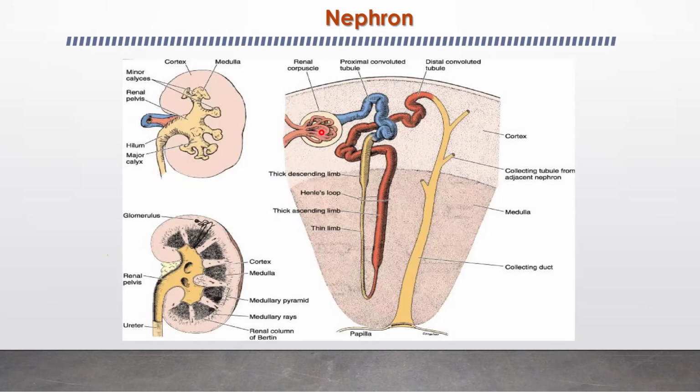The tuft of capillary is known as glomerulus. You'll have proximal convoluted tubule, then thick descending loop of Henle, loop of Henle thin limb, then you have the thick ascending limb, you'll have distal convoluted tubule, and after that you'll have the collecting tubules and then the collecting ducts, which open into the renal papilla there. So that's the structure of the nephron.